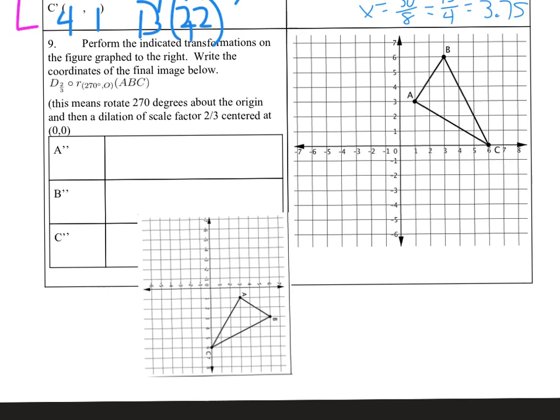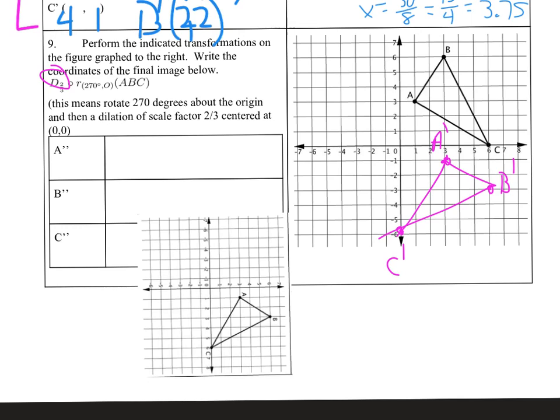I'm going to draw this because that's going to help me. So I see that A is at 3, -1, I mean. That's where A went. B is at 6, 3. And then C is at 0, -6. And then I want to dilate a scale factor of 2/3.